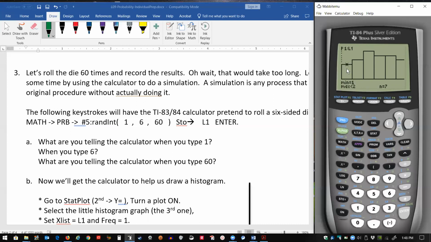So for my 60 rolls, the number 1 occurred 7 times. The number 2 occurred 9 times. 3 occurred more than any of them, 13 times. 11 for 4 and 5, and 9 again for number 6. All right, so theoretically, all those bars should be about even, right? Because each of these outcomes has an equally likely chance of happening. However, they're not. I had one occur a lot more than everything else. I had one occur less than everything else.